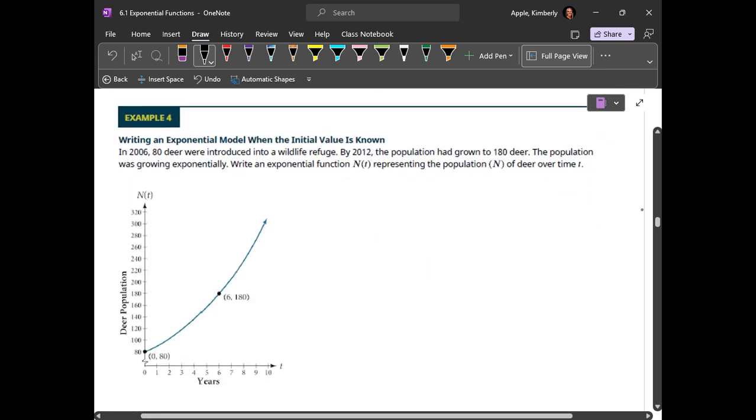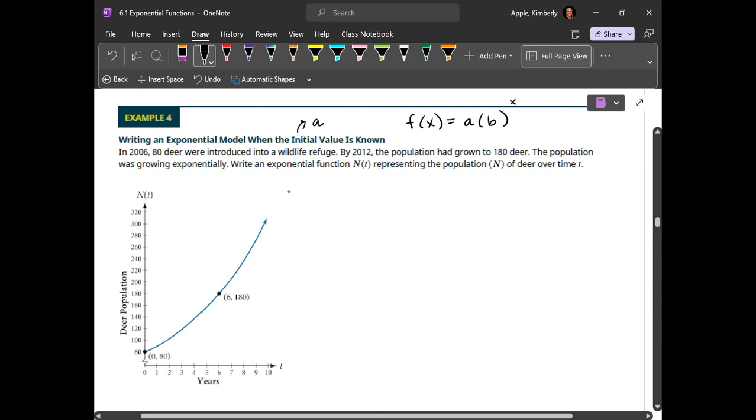So example number 4, writing an exponential model when we do know the initial value. So recall that the general format for an exponential is f of x equals a times b to the x, where a is the initial value. So here we know a. Okay, so in 2006, 80 deer were introduced into a wildlife refuge, and by 2012, that population had grown to 180. This population is growing exponentially. Write an exponential function representing the population over time.